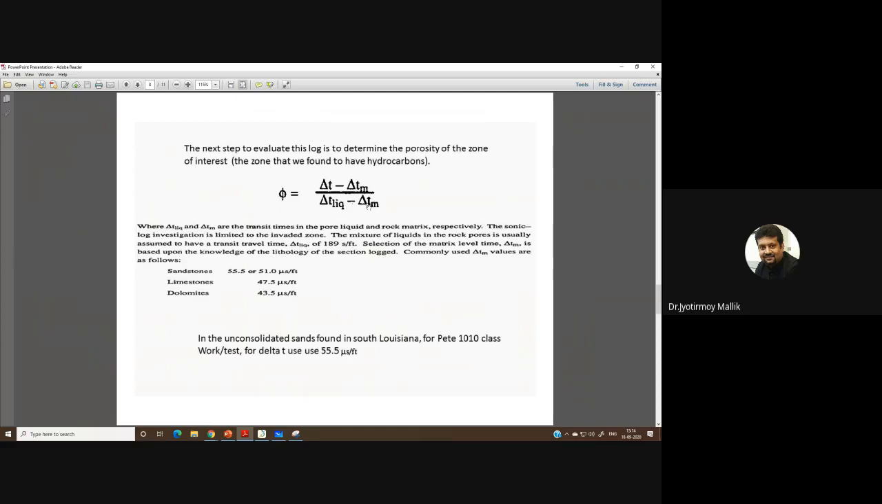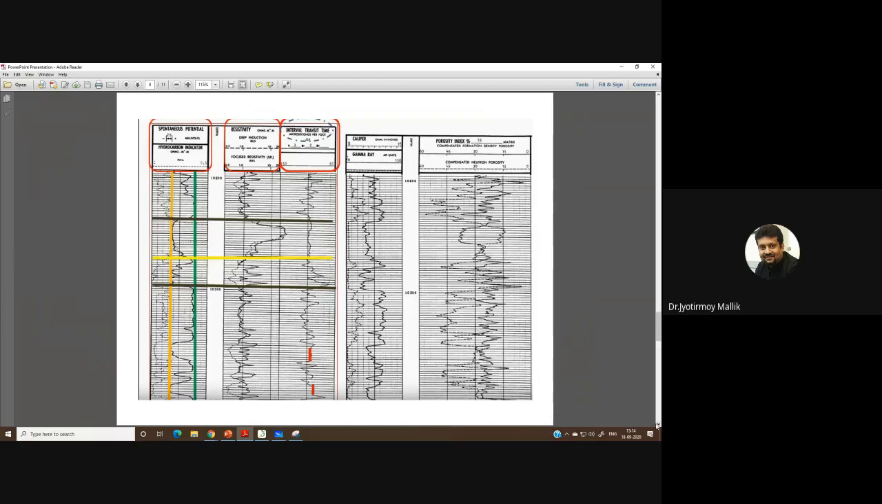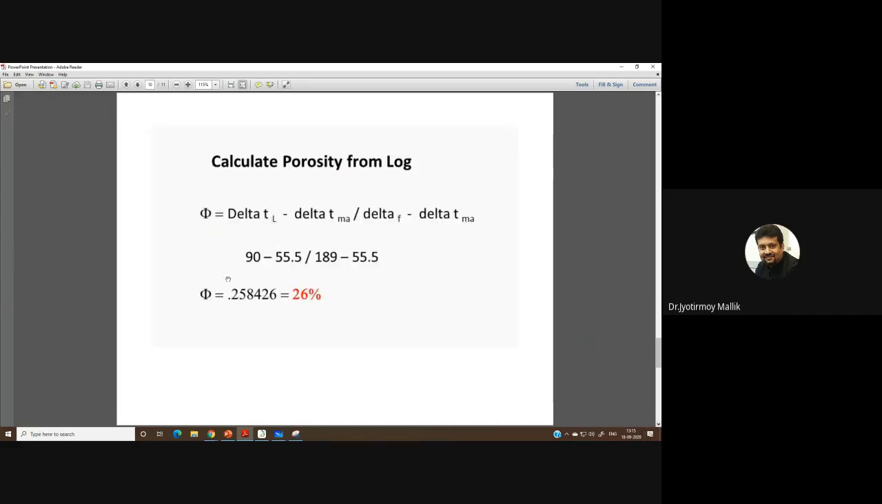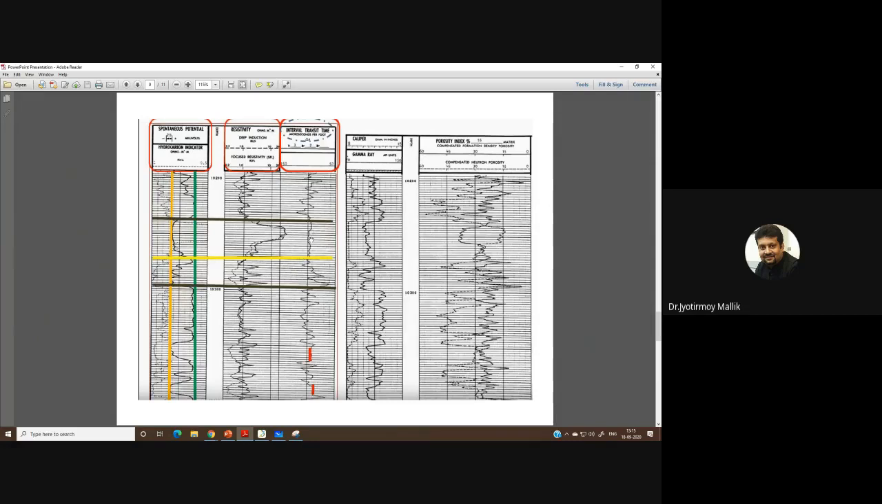So 100% porosity delta T minus 0% porosity delta T is in the bottom, and at the top we have the delta T that I am measuring minus the delta T of the matrix, I mean 0% porosity. So if we do that calculation, we should be able to calculate my porosity. Say for example, I try to calculate porosity in this interval, which is sandstone. My reading is 90. For delta T matrix, because it is sandstone, I am using 55.5, and delta T liquid, as I have said, is around 189. By doing this, I can calculate the porosity to be around 26%.